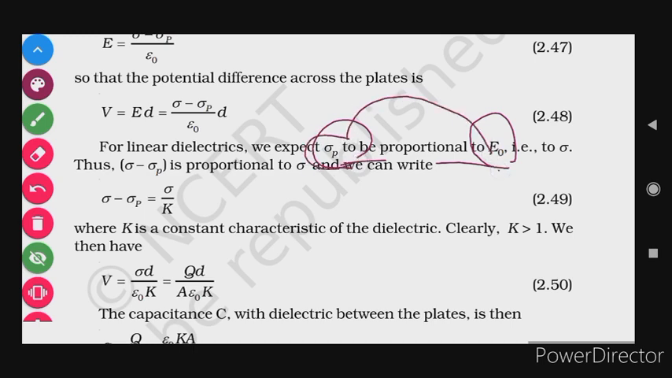Okay, and that is 2 sigma. And what is the electric field proportional to? Sigma, because the more charge there is on the plate, the more the surface charge density on the capacitor plate, and the more this electric field.